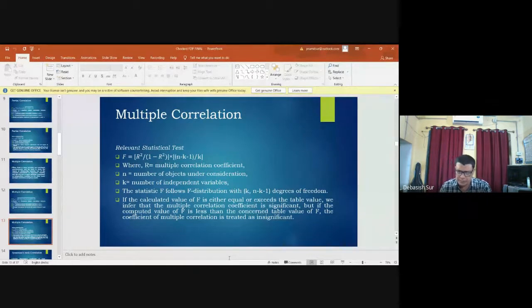The same rule we have to follow here. If the computed value of F is greater than or equal to the table value of F, then we can say that the multiple correlation coefficient is statistically significant. Whereas if the computed value of F is lower than the table value of F, then we can say that the multiple correlation coefficient is statistically insignificant.